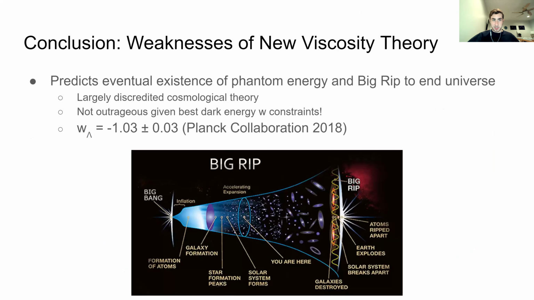The only real weakness is that it does predict this phantom energy and big rip in the universe, which a lot of people discredit. But given the Planck collaboration results from 2018, here's what we think the dark energy parameter is. So it's actually not that crazy. They predict it might be less than -1. So not that outrageous. Maybe they're onto something.